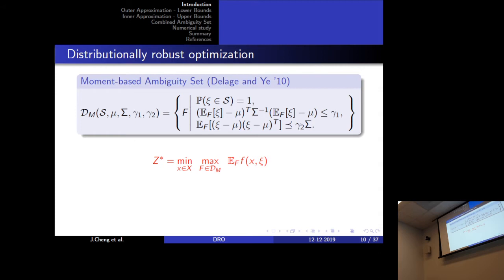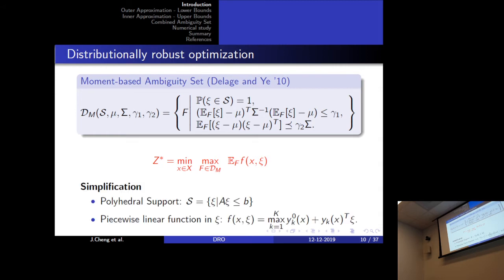So how to solve this problem efficiently? Before that, we want to do a one-to-one mapping. Before that, I also want to mention that to simplify the idea of the proposed approach, we consider two simple cases for the support and the objective function. In this case, for the support we assume just a polyhedron, and in terms of the cost function f(x, xi), we just assume it is piecewise linear. With this, we then do the one-to-one mapping.